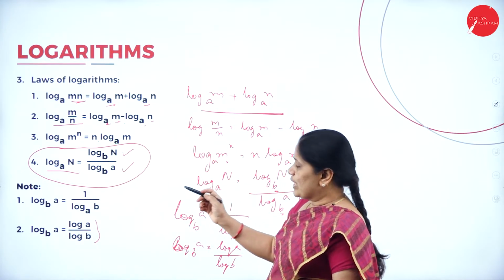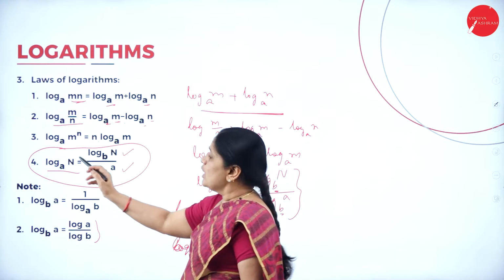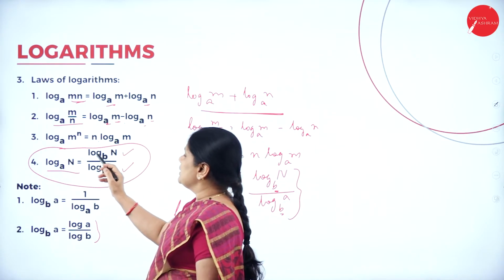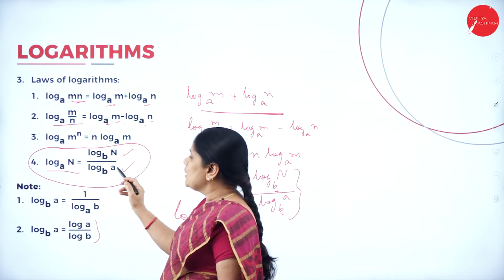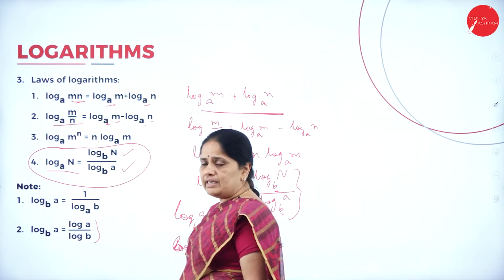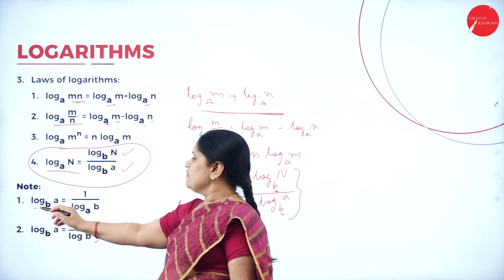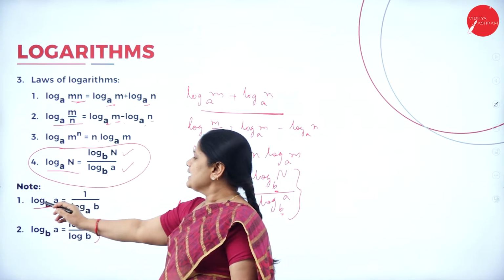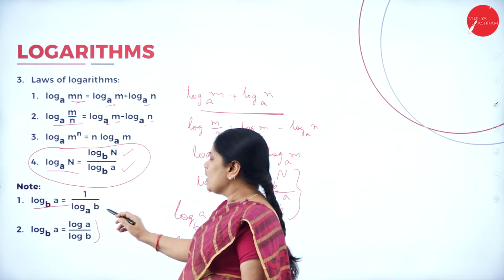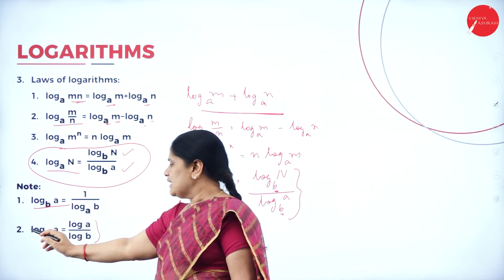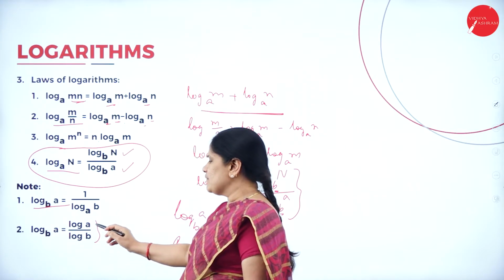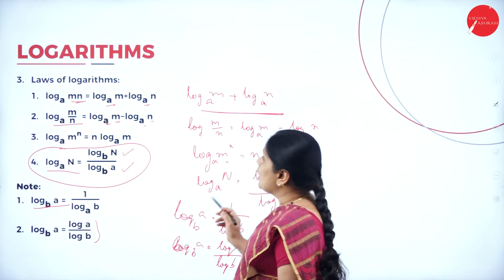Now next one is the change of base rule. Log n to the base a will be log n by log a. So you can have a different base here. Now if I want to rewrite this, I can write it as 1 by log b to the base a, then log a to the base b will be log a by log b.